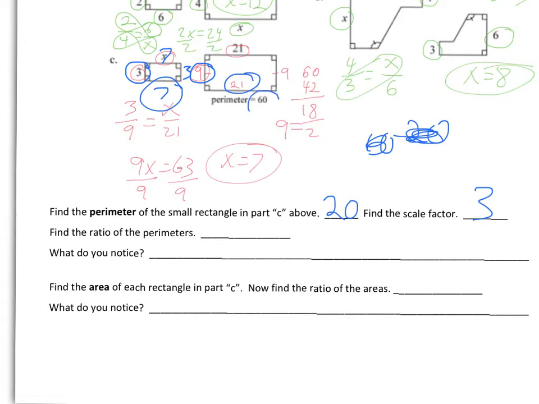So find the ratio of the perimeters. Well, we have 60 here. The perimeter was 20 of my smaller one, so we have 60 over 20, which is 3. What do you notice about the two perimeters? They are the same.